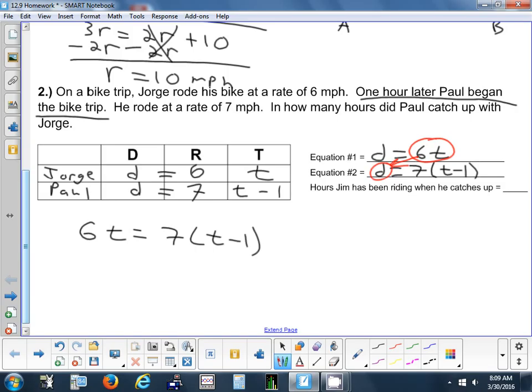Now, what do I have to do next? I only have to do it once. In the last problem, I did it twice. Distribute. Yep, distribute. Okay, I'll do that part. So we've got 7 times t and 7 times negative 1.